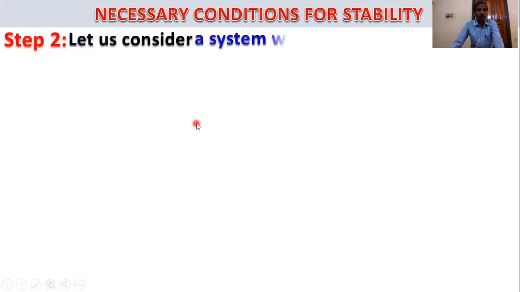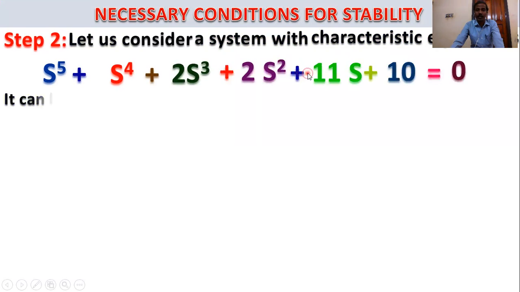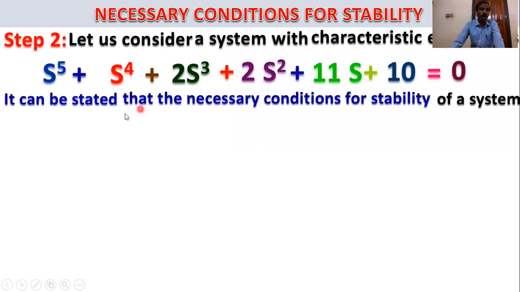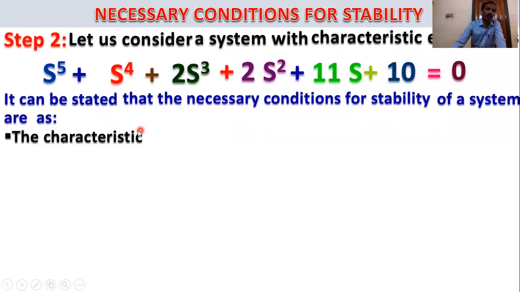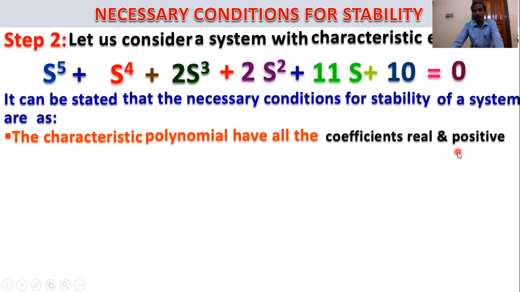Step number 2. Let us consider a system with characteristic equation s to the power 5 plus s to the power 4 plus 2s cube plus 2s square plus 11s plus 10 equals 0. It can be stated that the necessary conditions for stability of a system are as follows. What are the necessary conditions? The characteristic polynomial has all the coefficients real and positive.